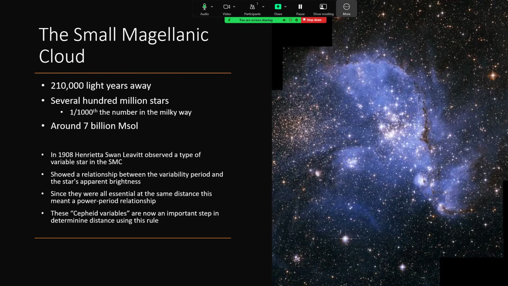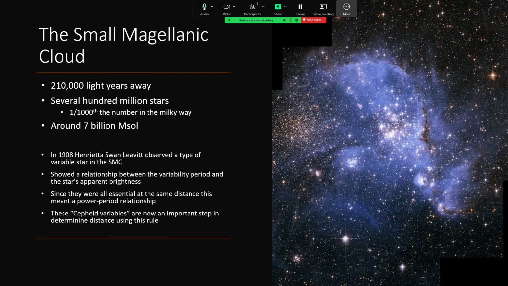It's several hundred million stars, but only 1/1000th of the number that make up the Milky Way, that is, and around about 7 billion solar masses. That's a lot less massive than the others. But there's a very interesting piece of history which I wanted to throw in here, which is that in 1908, Henrietta Swan Leavitt was using the stars of the Magellanic Cloud to do something quite remarkable.